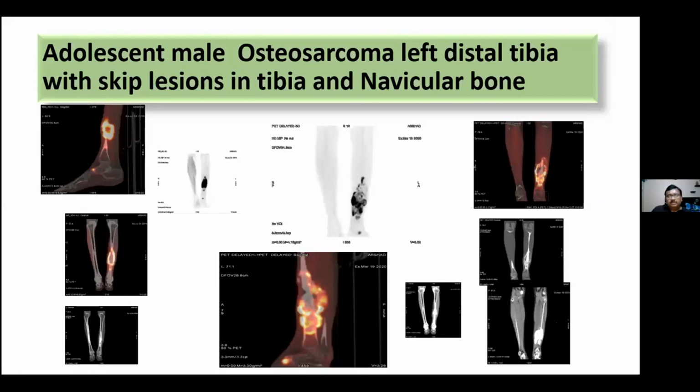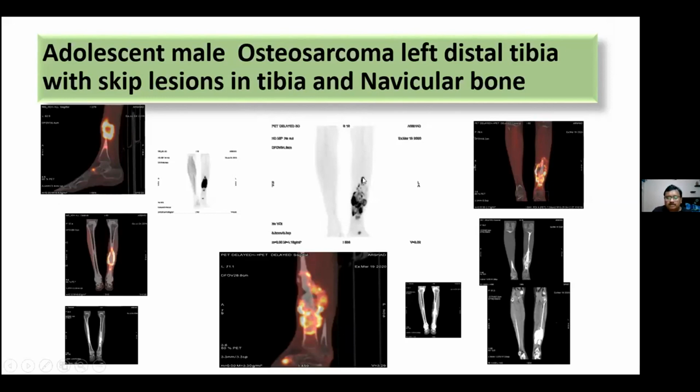An adolescent male with osteosarcoma of the left distal tibia with skip lesions in the tibia and the navicular bone. As I told you, skip lesions may be there. You're seeing a skip lesion here. This is the osteosarcoma in the distal tibia. You see one skip lesion here.